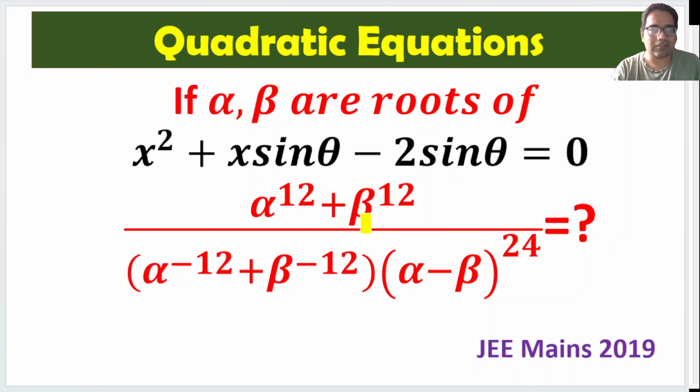Now alpha power 12, beta power 12, and this entire expression, if we are able to express it in terms of alpha plus beta and alpha beta, sum of the roots and product of the roots, then we can easily solve this. The trick is just to be able to express this in terms of alpha plus beta and alpha beta. Let's see how we can do this.